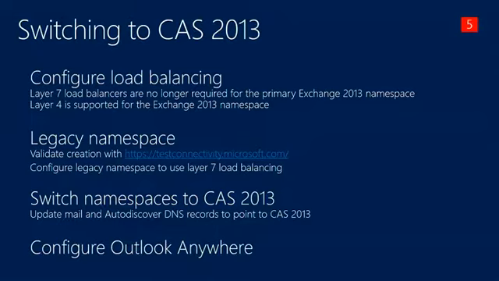You'll switch the namespace in DNS, and then you'll configure Outlook Anywhere. How many of you are already using Outlook Anywhere for all of your clients today? Even your internal clients? Fantastic. You've already set the stage. If you are not doing that, you can go ahead and do that today.